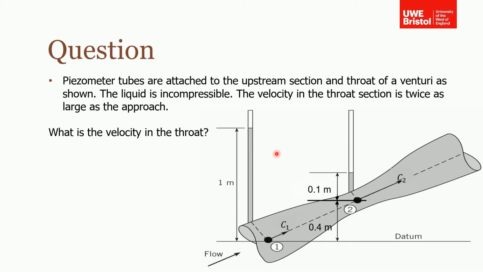In this question, we've got a Venturi meter, which is inclined in this case. So it's not horizontal, unlike most of the ones we've been looking at. And there are two piezometer tubes, one connected to the upstream section and one connected to the throat section. We don't know the inlet velocity or the throat velocity. However, we are told in the question that the velocity in the throat is twice as large as the approach. So we're asked to find what is the velocity in the throat.